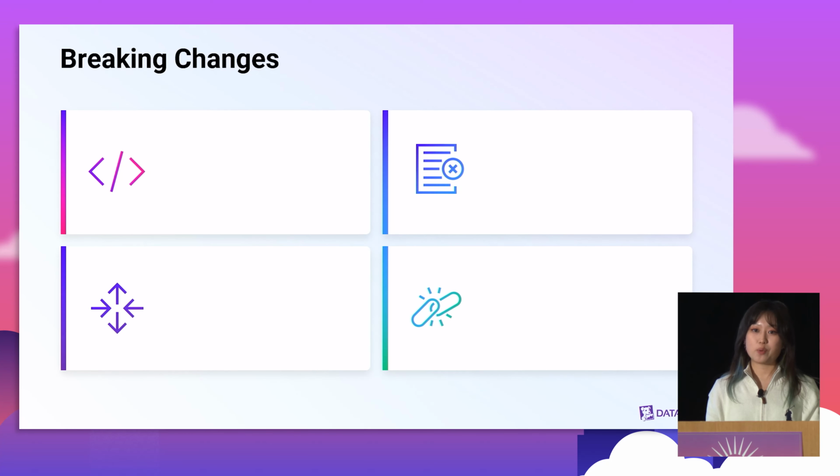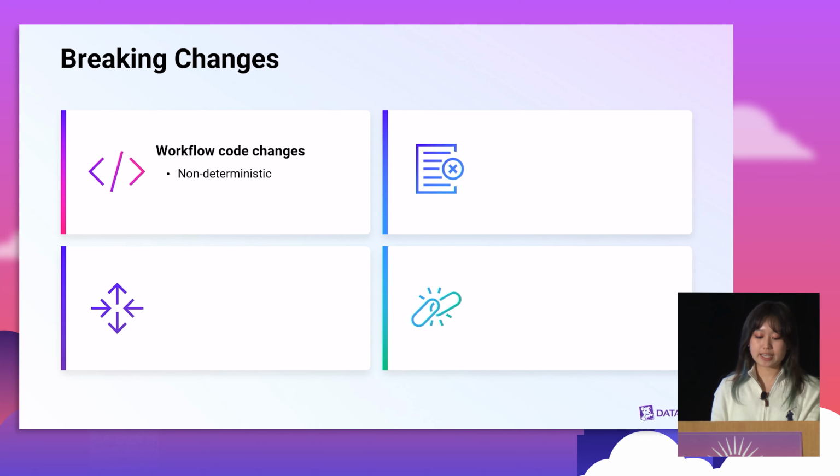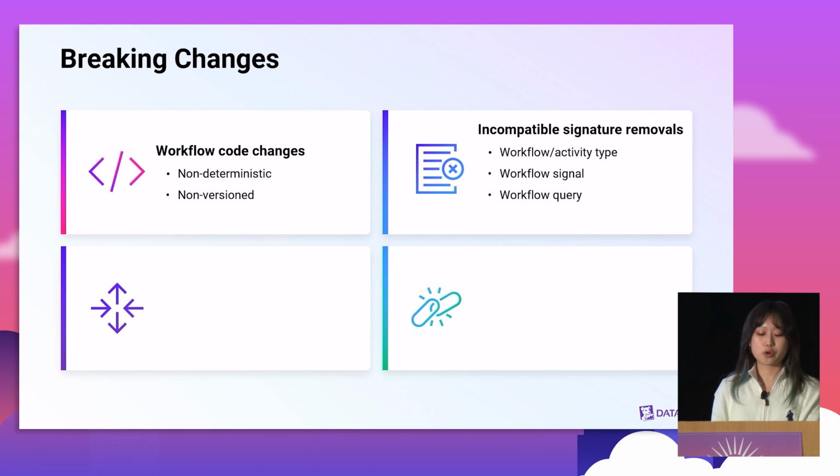So what are some ways that we can actually introduce these breaking changes? As you're probably familiar, if your workflow is non-deterministic, which means that executions with the same input could result in a different output, that is a breaking change. If you're missing a version check when adding new logic that creates non-determinism, that is also a type of breaking change. Any incompatible removal of workflow activity types, workflow signals, workflow queries, and also workflow activity return values is also a way you can introduce a breaking change.